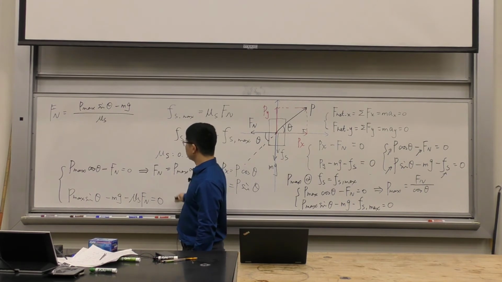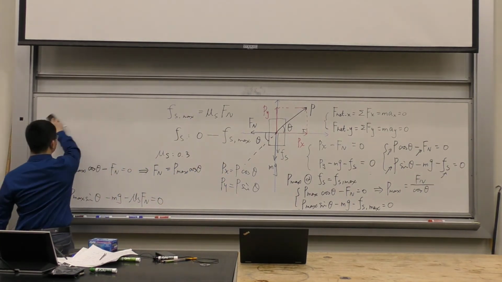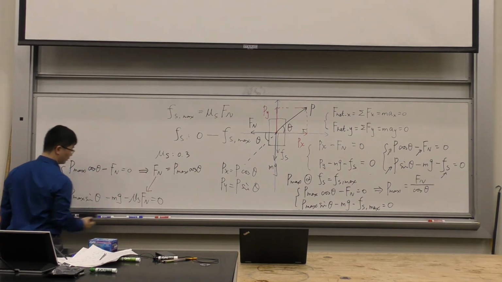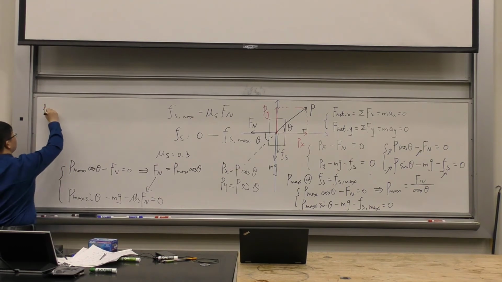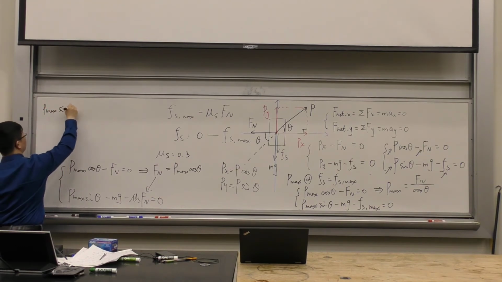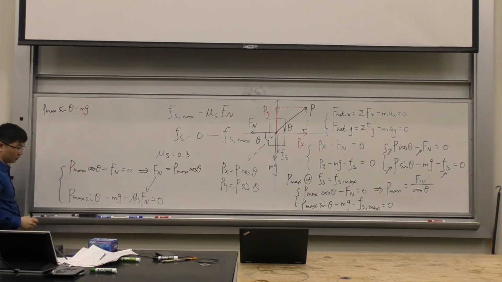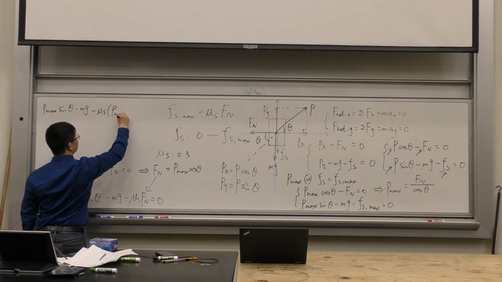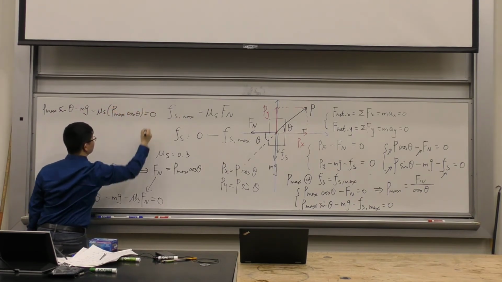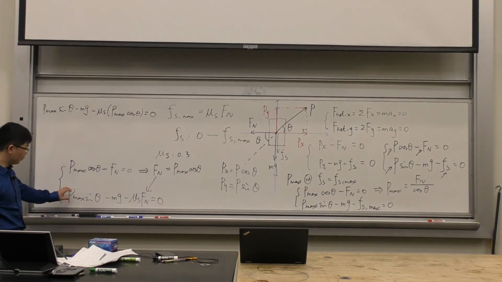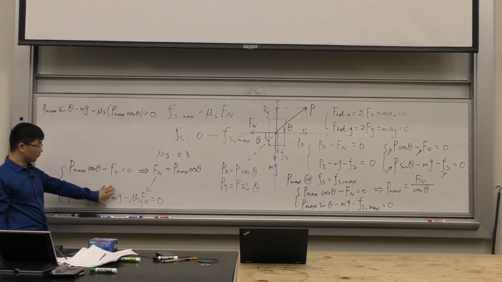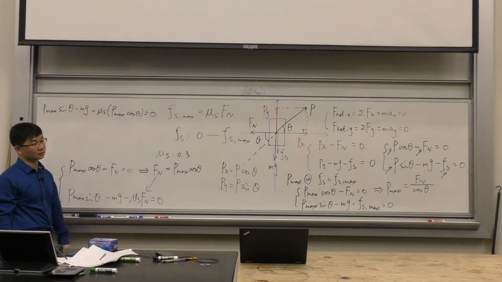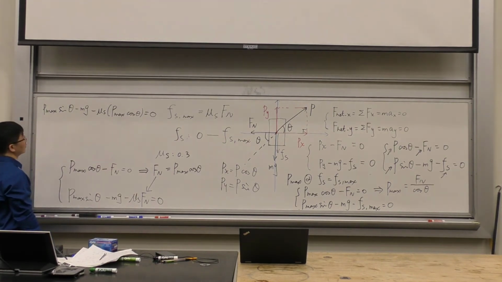So if you do this, then let's see. I'm going to find Fn using this equation and plug it in. Then what do you get? You would get P max sine theta minus mg, right? Minus mu s times P max cosine theta equals 0, okay? And then if you write Fn as a function of P max using this equation and plug it into that equation, you will get the same equation, okay? So it's just going to be a little bit different.